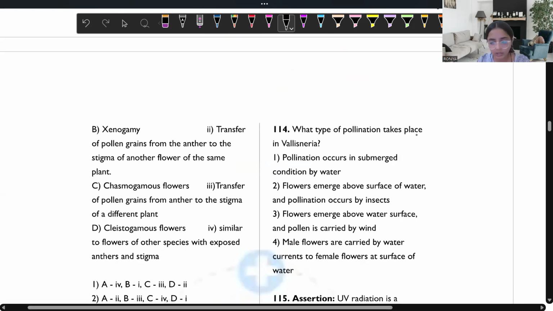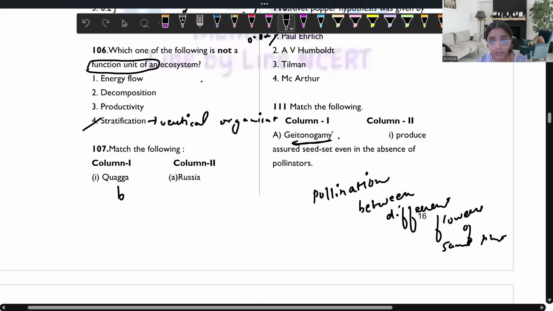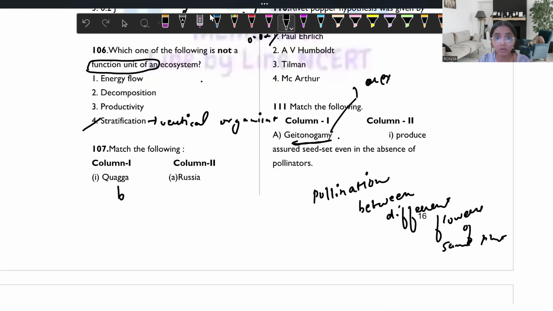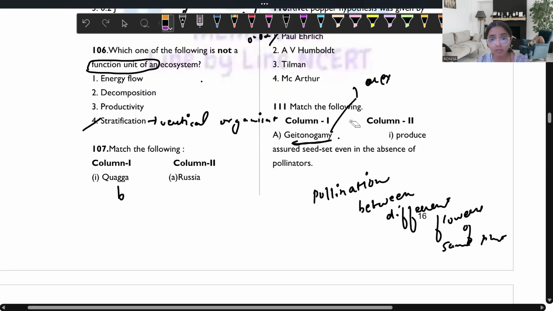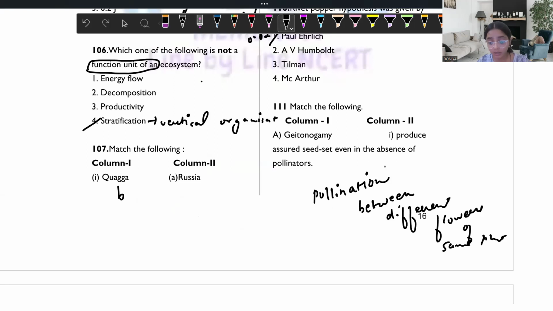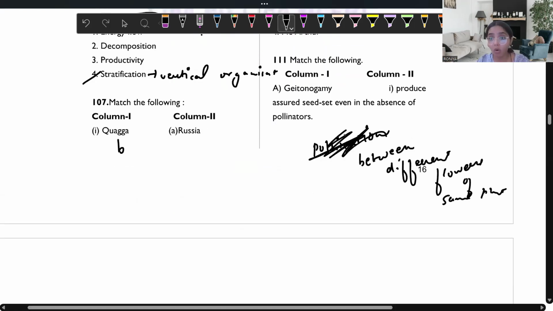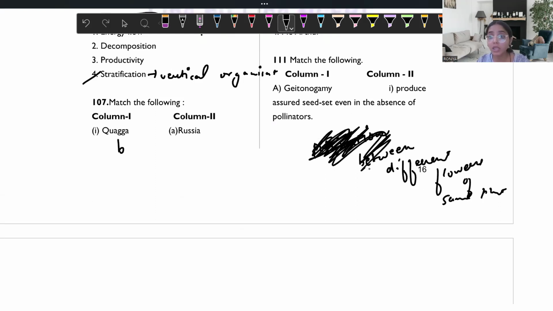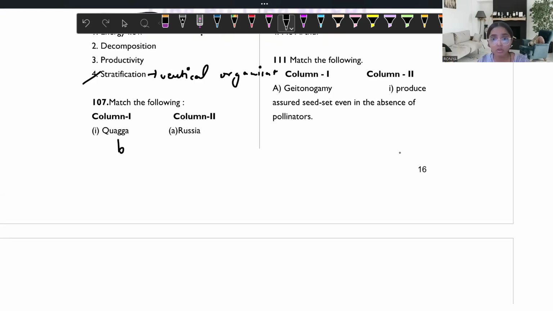See, geitonogamy requires pollinators, and xenogamy also requires pollinators. What does not require pollinators is self-pollination. Okay, autogamy does not require pollinators, but geitonogamy and xenogamy require pollinators. That is why produce a short seed set even in absence of pollinators is a wrong option, because geitonogamy requires pollinators. And what is geitonogamy? Geitonogamy refers to pollination between different flowers of the same plant. So option 1 is not correct because it requires pollinators.